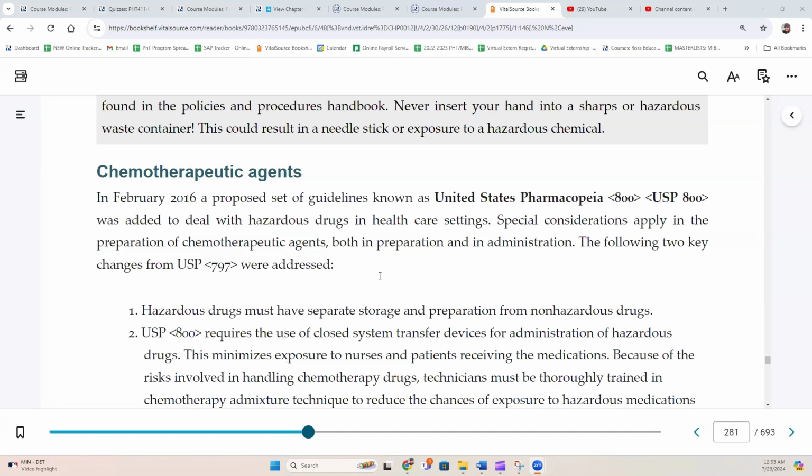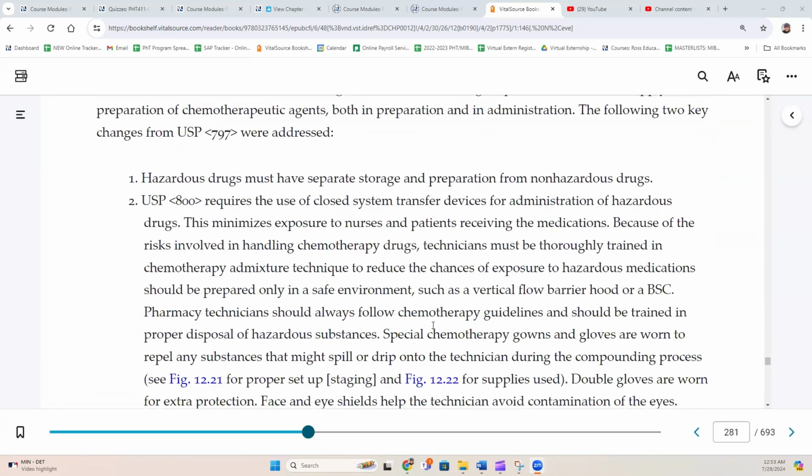In February 2016, a proposed set of guidelines known as the United States Pharmacopoeia Chapter 800 was added to deal with hazardous drugs in healthcare settings. Special considerations apply in the preparation of chemotherapeutic agents, both in preparation and in administration. The following two key changes from USP 797 were addressed.